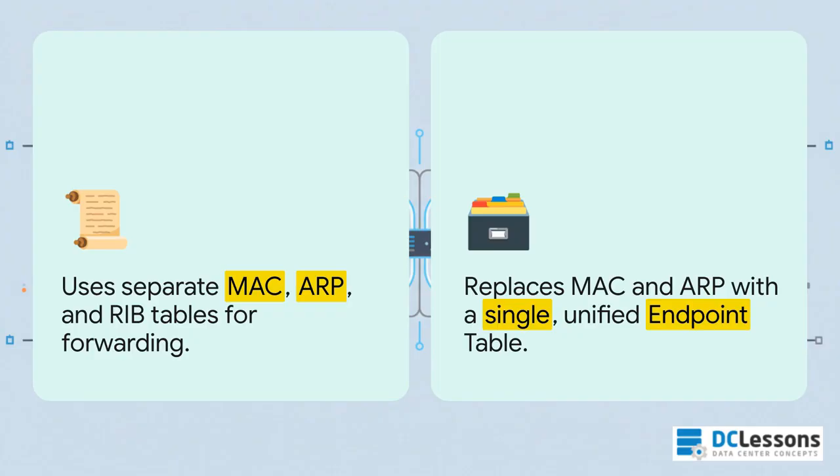Instead, you get one big, beautiful, unified endpoint table. The cool part is how it learns. It's not sending out ARPs asking, who has this IP? It just watches the traffic and learns both the MAC and IP directly. It's a much, much smarter way to build a map of your network.